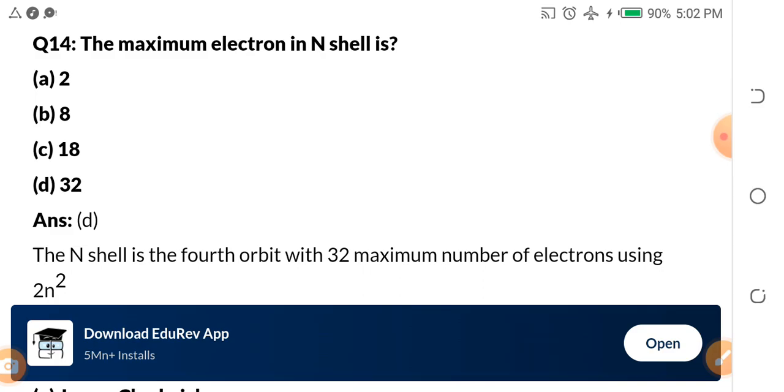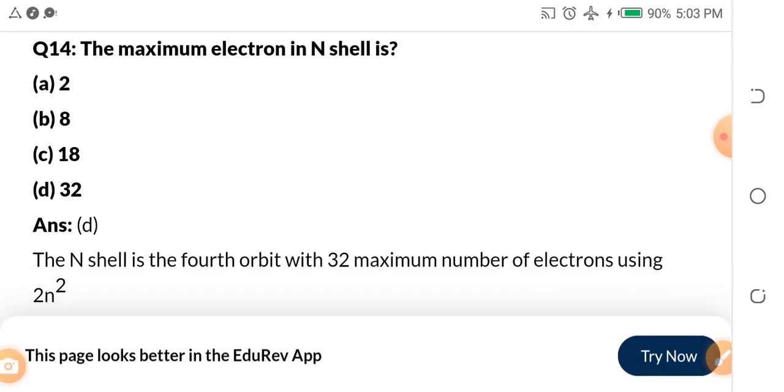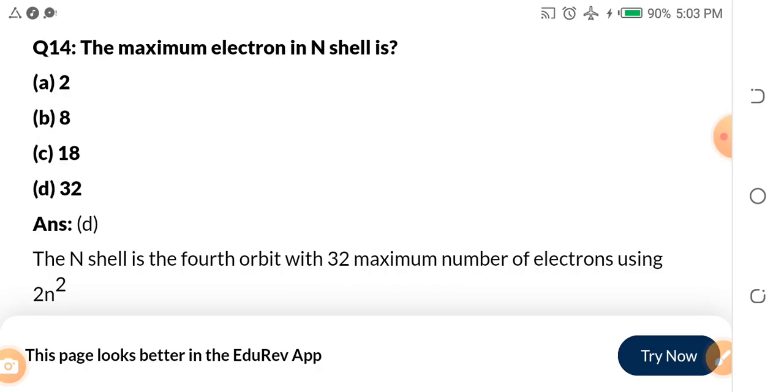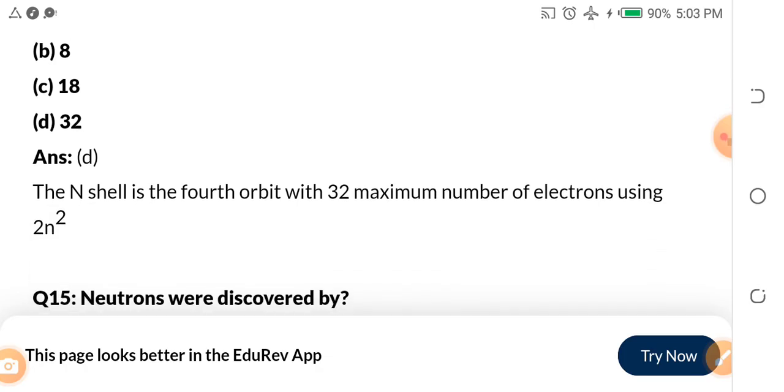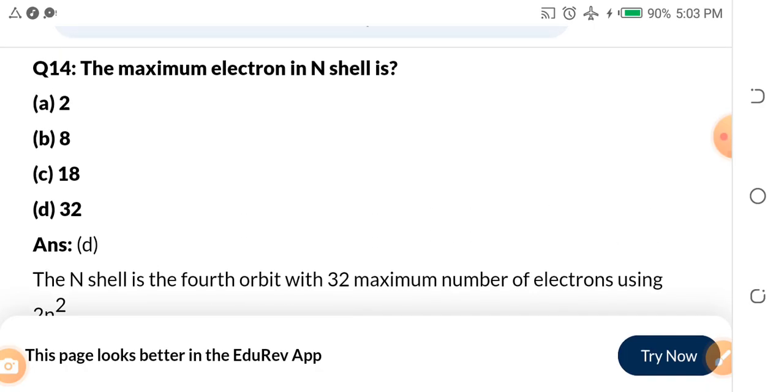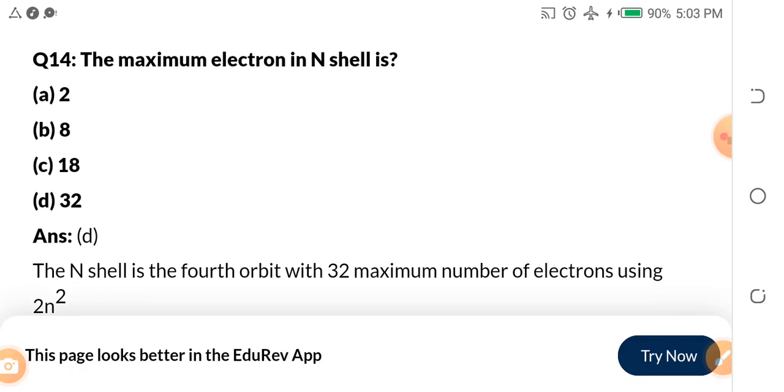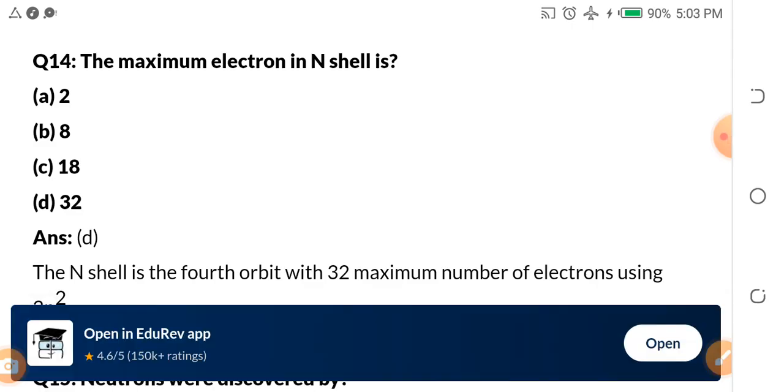In part 8, we will continue from where we stopped in part 7. The maximum electron in N shell is dash. The maximum electron in N shell, I gave it to you as an assignment, and here is the answer. The maximum electron is 32. The N shell is the 4th orbit with 32 maximum number of electrons using 2n squared. This is the formula.